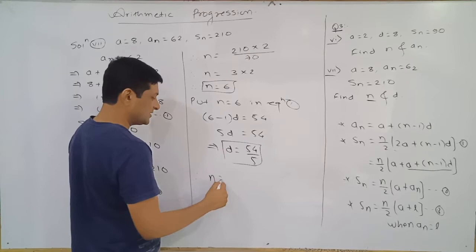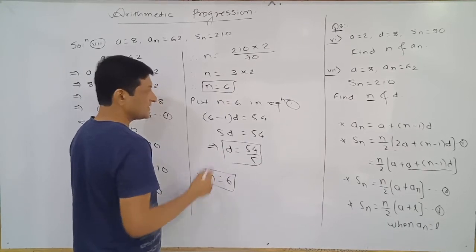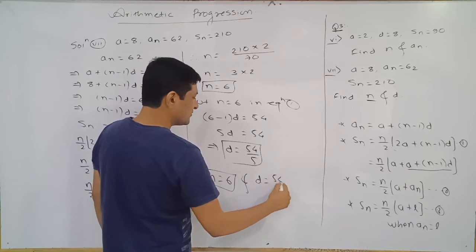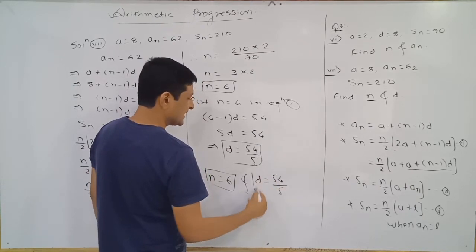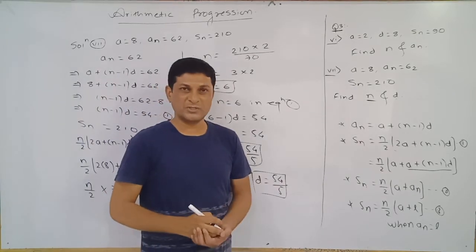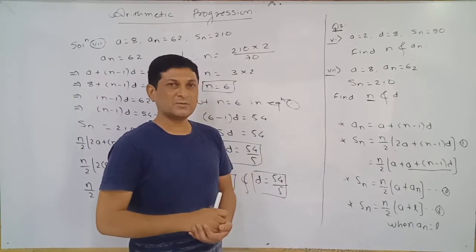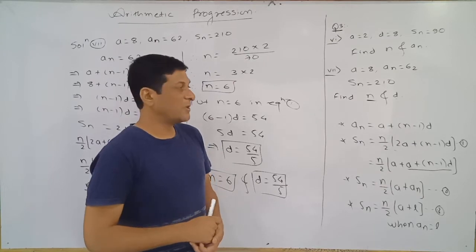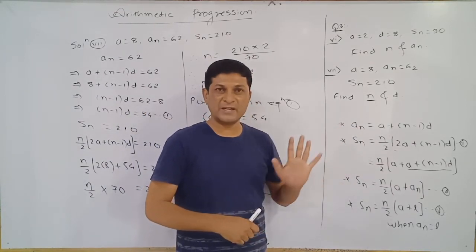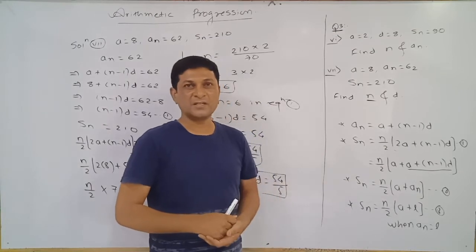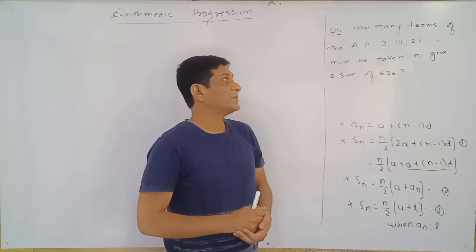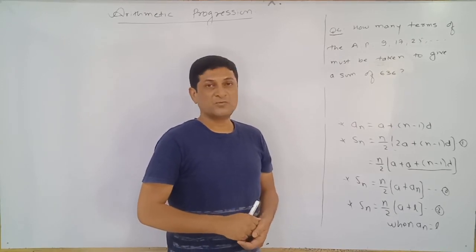So therefore n is equal to 6 is our first required value, and d is equal to 54 by 5 is our second required value. Total 10 examples are given in this question. To solve all the examples, you have to make proper use of these two formulas. If you are getting any type of difficulty, you are able to comment to me. So let us try question number 4.